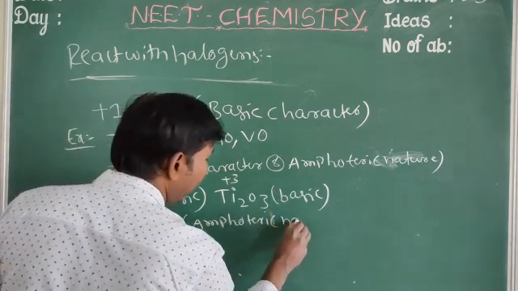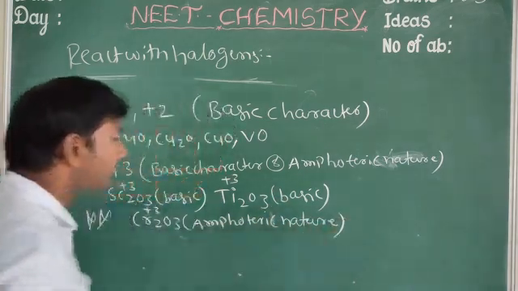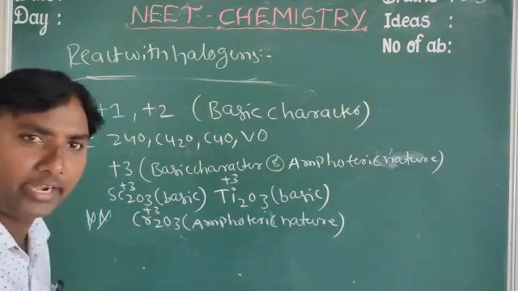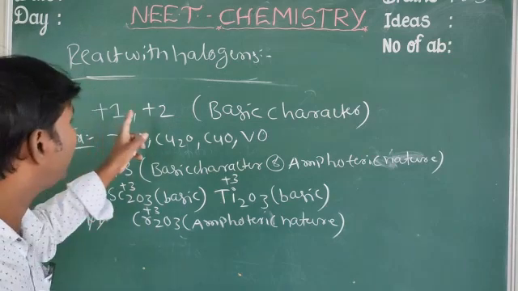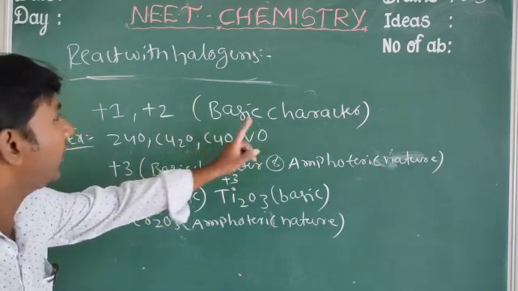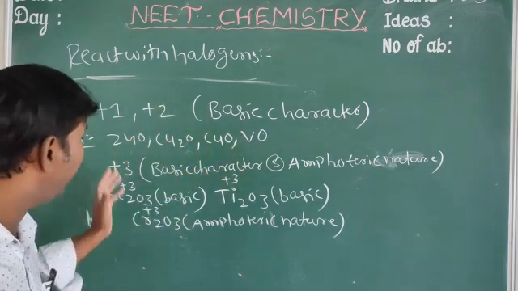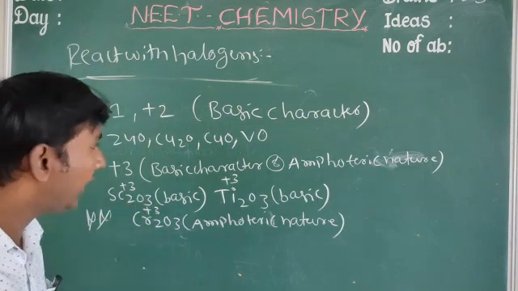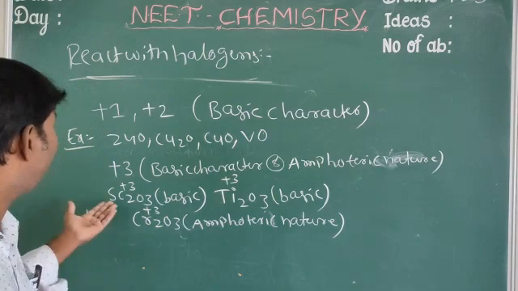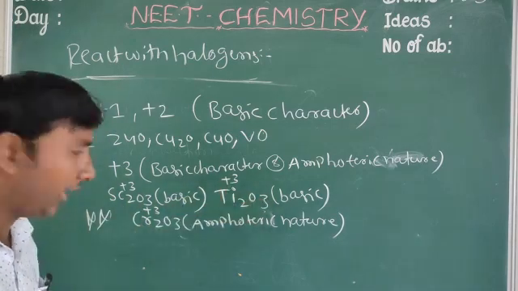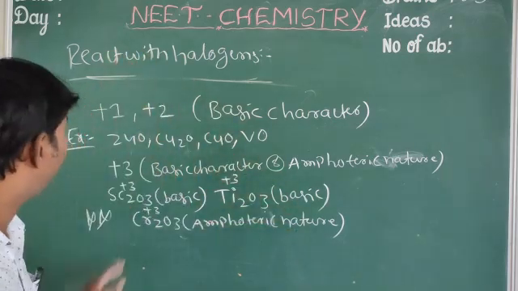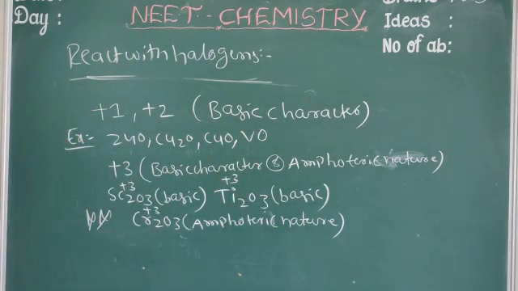So remember, +1 and +2 oxidation state oxides compulsorily have basic character. +3 is somewhat basic, but some compounds show amphoteric character. For example, scandium and titanium oxides show basic character, but chromium oxide shows amphoteric nature.